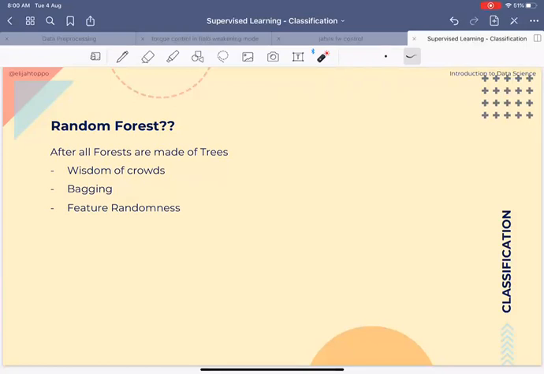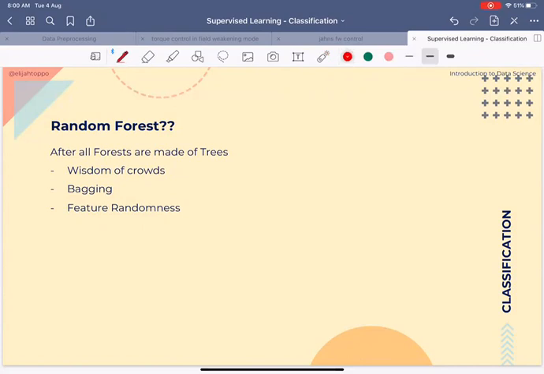So there are basically two ways of ensuring that the trees give different outputs. One is called bagging, the other is called feature randomness. Okay. So what is bagging? Bagging basically means that my training data for making the trees will be selected randomly in a bagged fashion. Okay. So what does that mean?